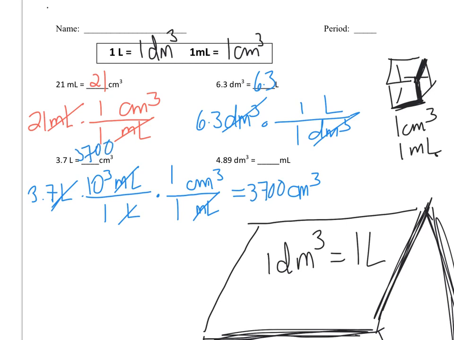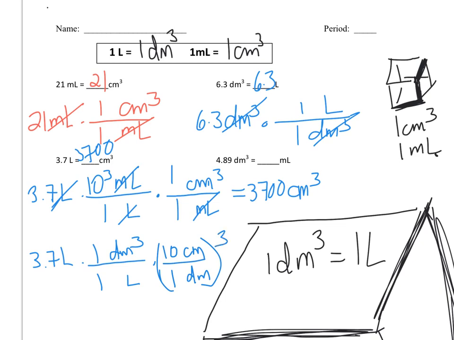Okay, let's do it the other way just for fun. I would say 3.7 liters. On the bottom I put liters, on top I put decimeters cubed. It's a 1 to 1 based on this relationship. Then I'm going to say decimeters on the bottom, centimeters on top. 10 centimeters are 1 decimeter. That's from my metric conversions earlier, but then I cube it. So it's really 10 centimeters cubed over 1 decimeter cubed, and it'll end up giving you the same exact answer.